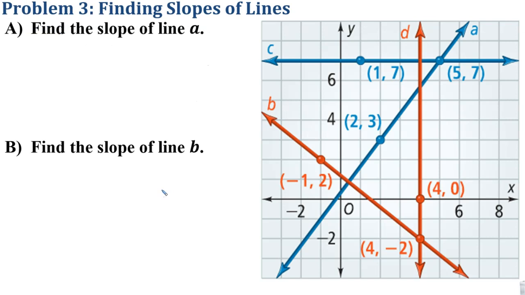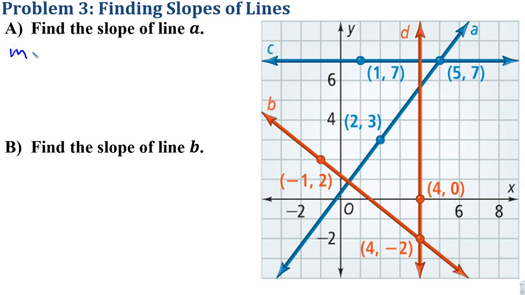All right, so let's go ahead and take a look at finding slope. Here we've got our coordinate system, our xy axes, and a whole bunch of different lines. Part A says find the slope of line A. Now it looks like line A is this line increasing from left to right, as in blue here.